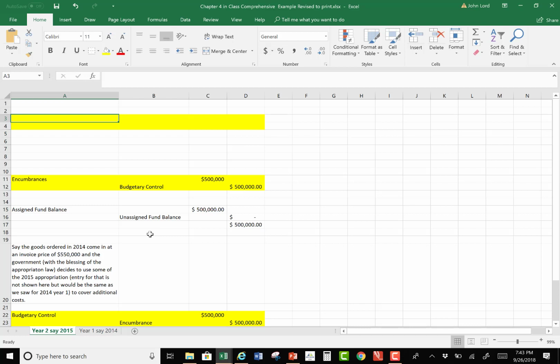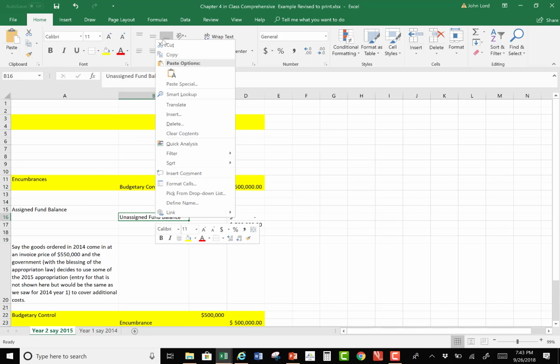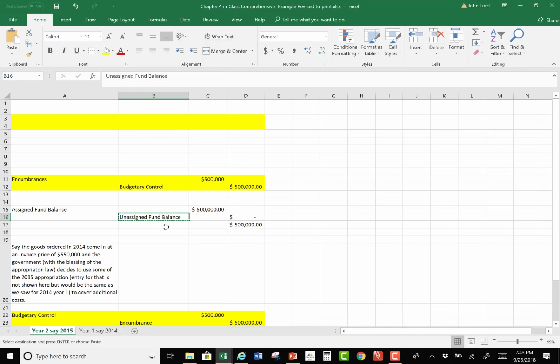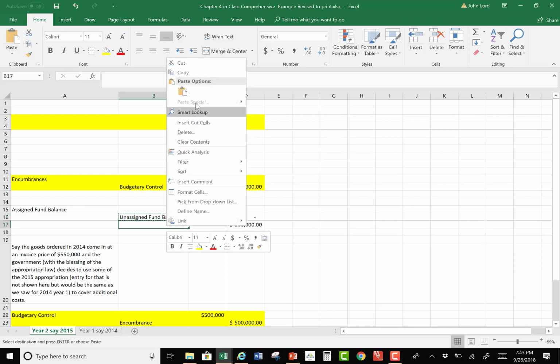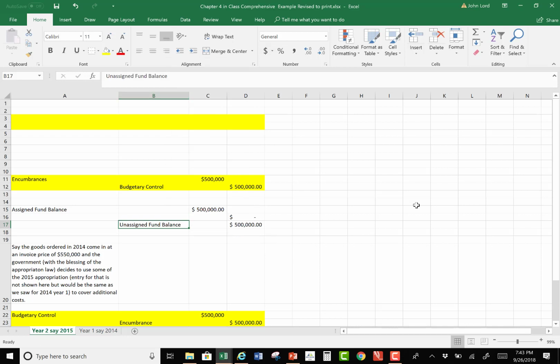Out of assigned and put it back into, these would have been better if these were on the same line. Put it back into the unassigned. I'm trying to credit that. That looks a little better. I put it back into the unassigned, don't I? So that 500,000 is back in the unassigned now?